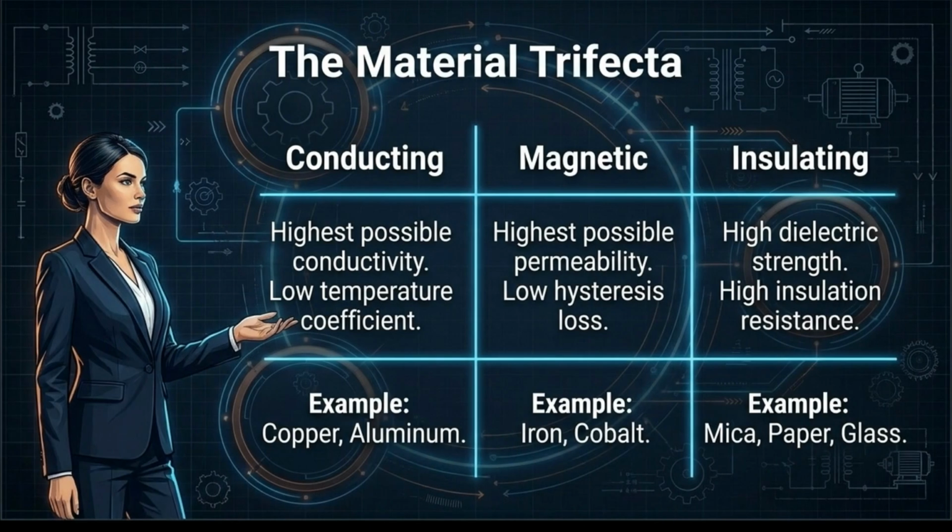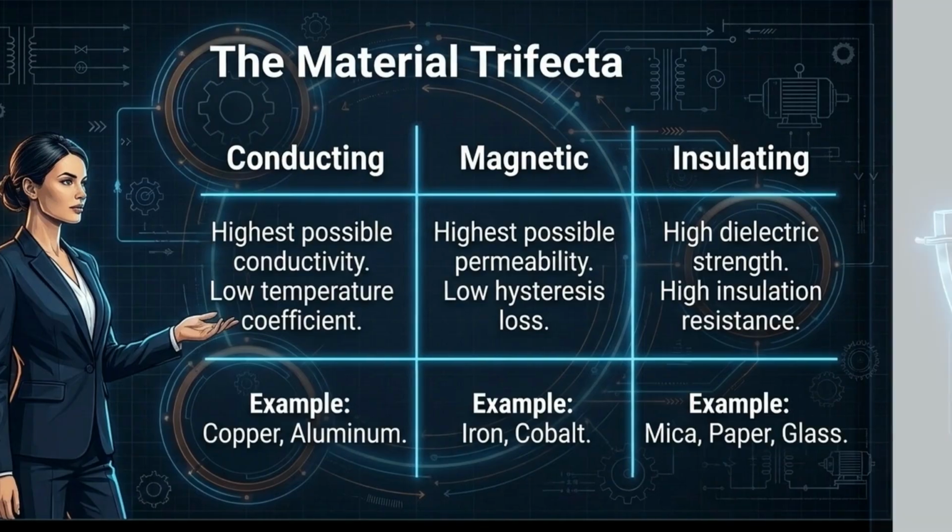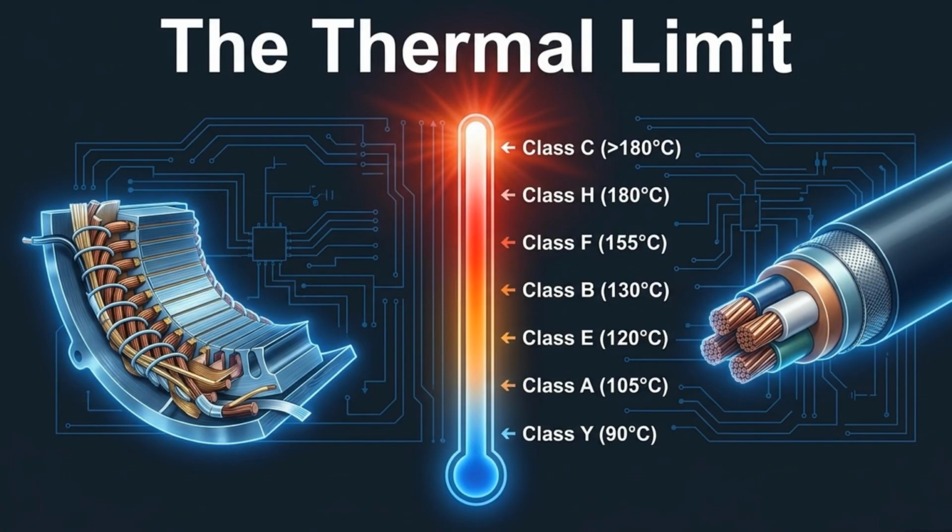Material selection is vital, focusing on the trifecta of materials: conducting, magnetic, and insulating. We aim for high conductivity, high permeability, and high dielectric strength, respectively, using materials like copper, iron, and mica. The thermal limit is a critical design constraint, dictating the maximum operating temperature based on the insulation class. Classes range from Y at 90 degrees Celsius up to C, exceeding 180 degrees Celsius.